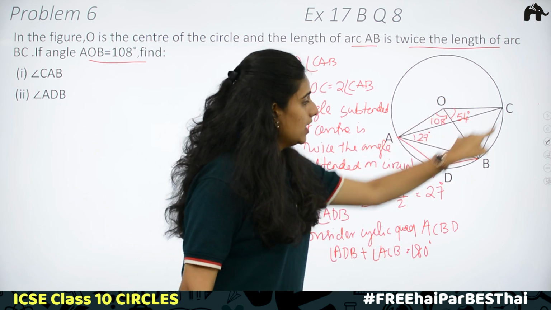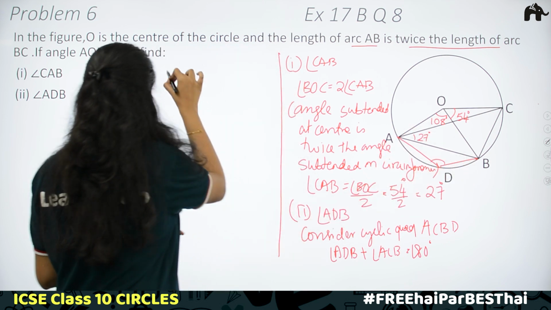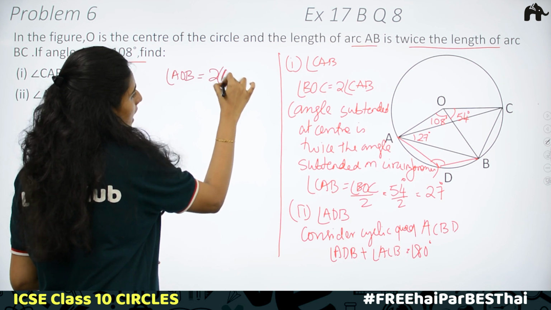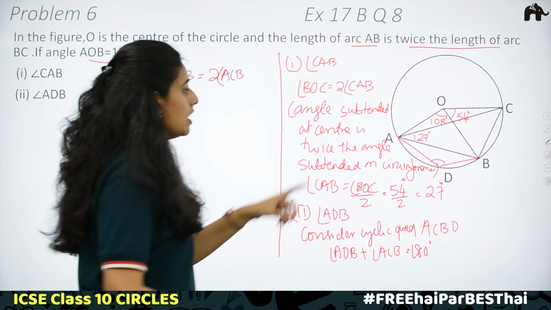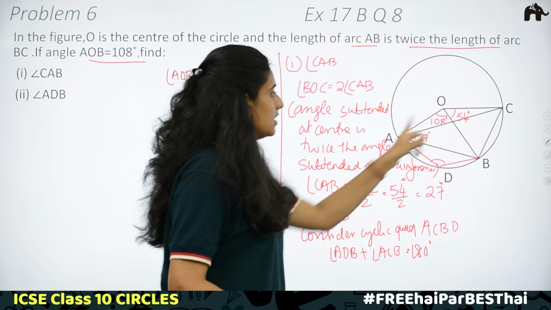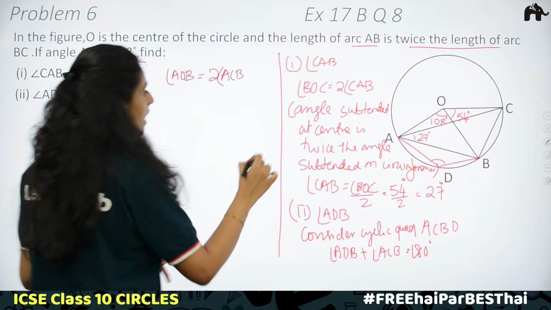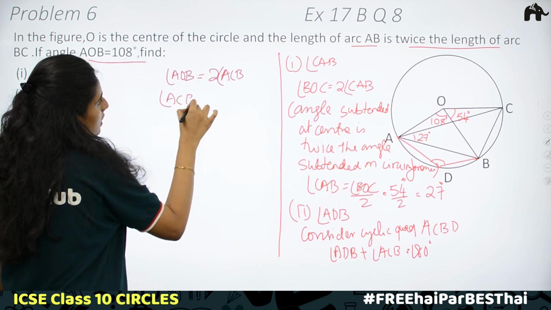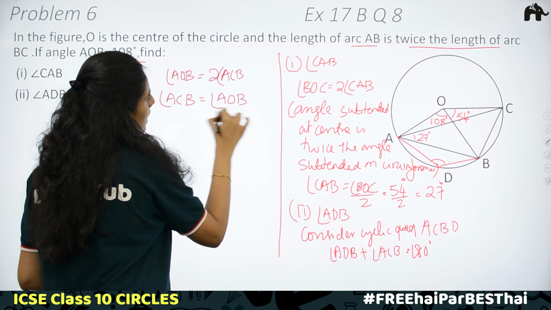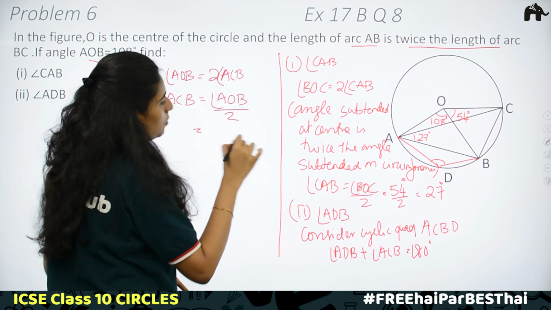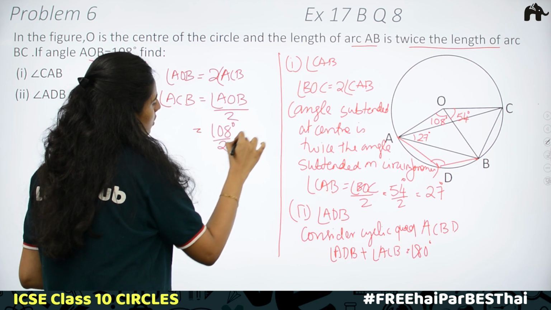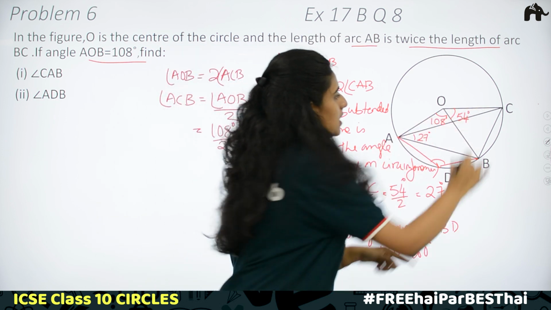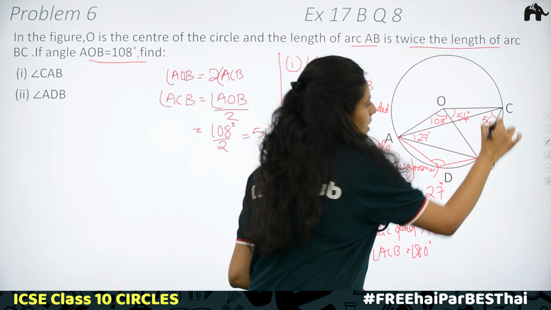There is a relation between ACB and AOB. Angle AOB will be equal to 2 times angle ACB. Same reason, angle subtended by an arc at center is twice the angle subtended on the circumference of the circle. AOB is equal to 108 degrees. Angle ACB will be equal to angle AOB divided by 2. AOB is 108 degrees divided by 2, which is 54 degrees. Okay, we are getting ACB, this part 54 degrees.